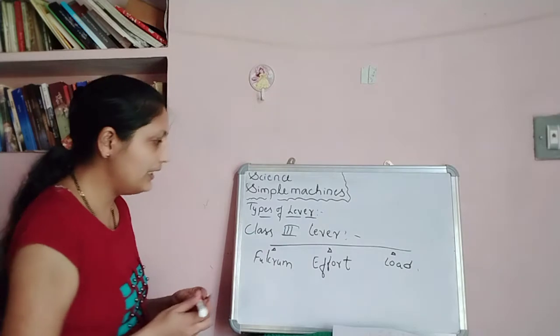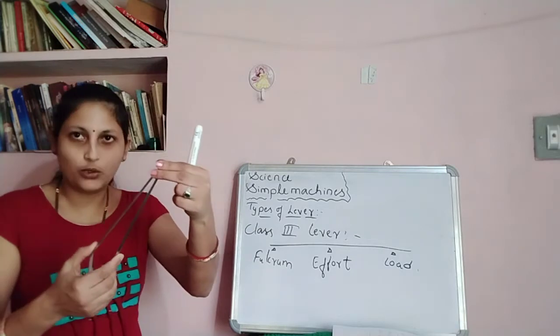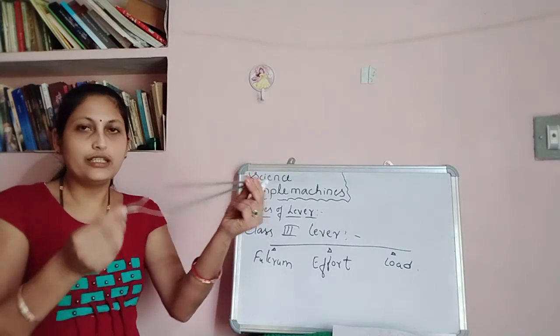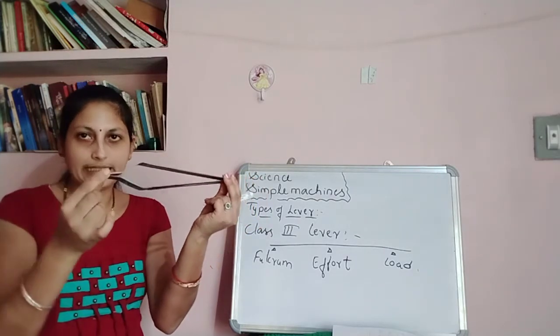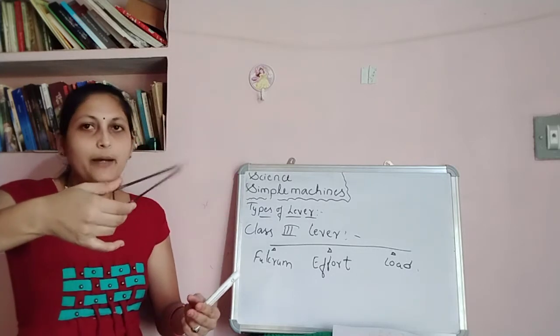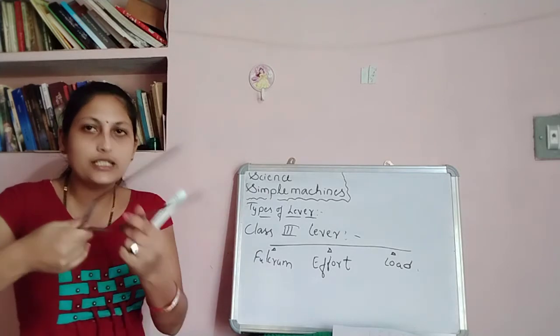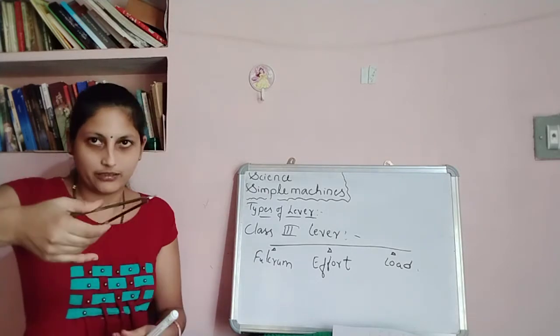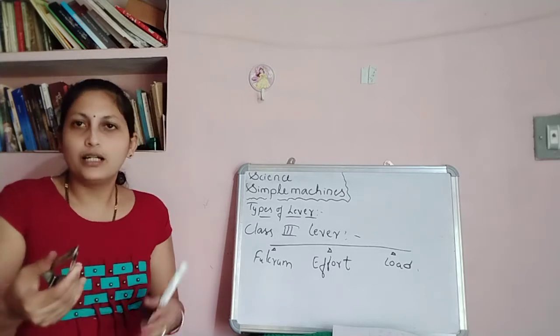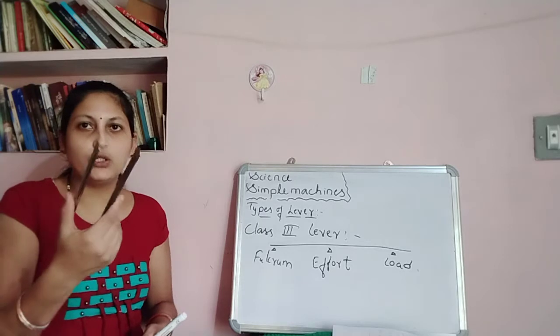So, example, tong. In this case, you can see here we are going to place the load, isn't it? This is the fulcrum. Both are attached here, and we are going to apply force in the middle. So, we will not hold here, isn't it? Where do you hold this one? Tong will be held here, to flip the papads and many more things. This is used in the kitchen, isn't it?